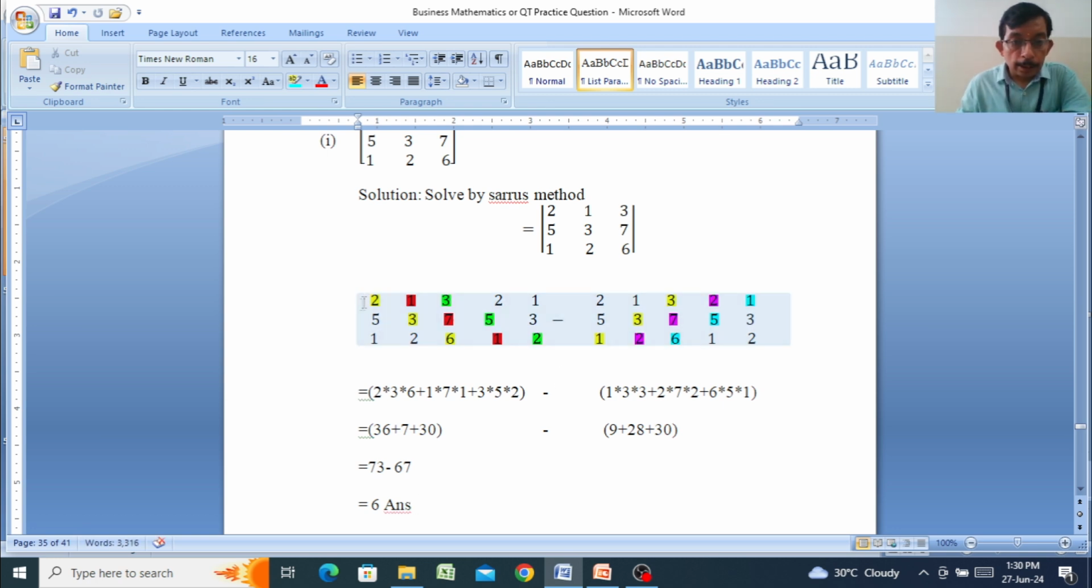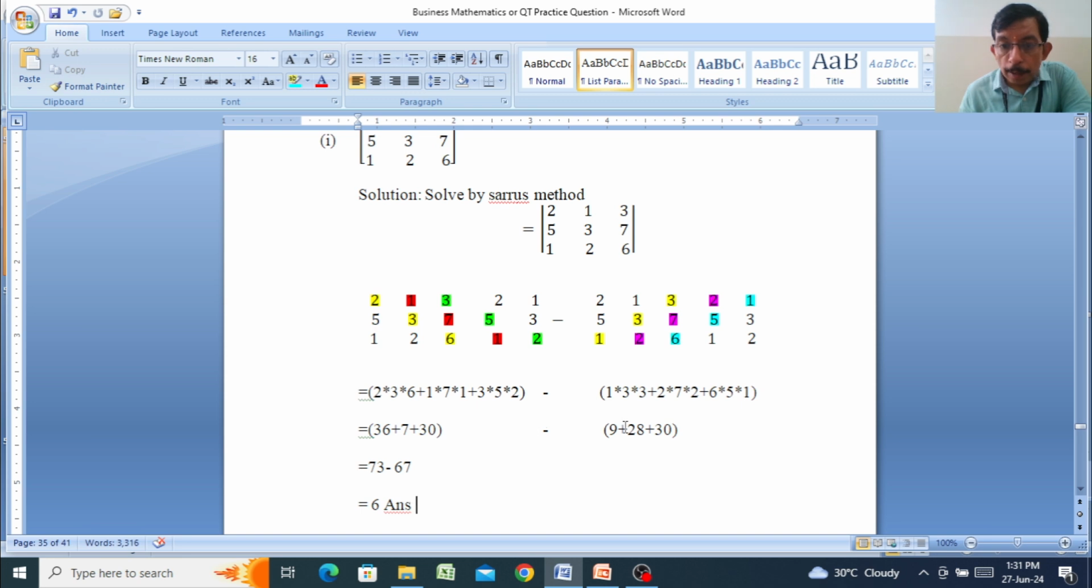First we take the descending order diagonal elements and multiply. The first diagonal element is 2 3 6, multiply, then plus the second diagonal element in the descending order, 1 7 1, multiplication, and the last diagonal element is 3 5 2, multiplication. The first two columns are repeated here, then take the minus sign, and now we take the ascending order diagonal elements from the right: 1 3 3 plus 2 7 2 plus 6 5 1.